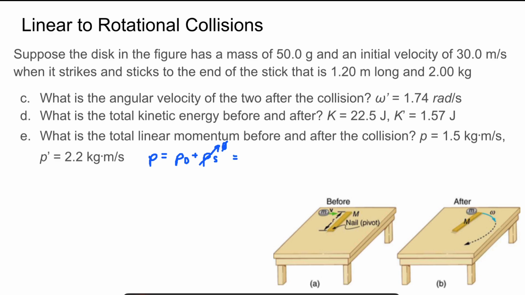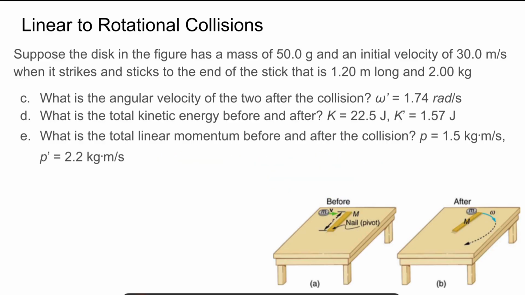So we're really just looking at the momentum of the disk, which is the mass of the disk times the velocity of the disk, right? And we know all those things: it's 0.05 kilograms times 30 meters per second. If we run the numbers, half of 30 is 15, and then times 0.1, that gets us 1.5 kilogram meters per second, our total linear momentum for the system before the collision.